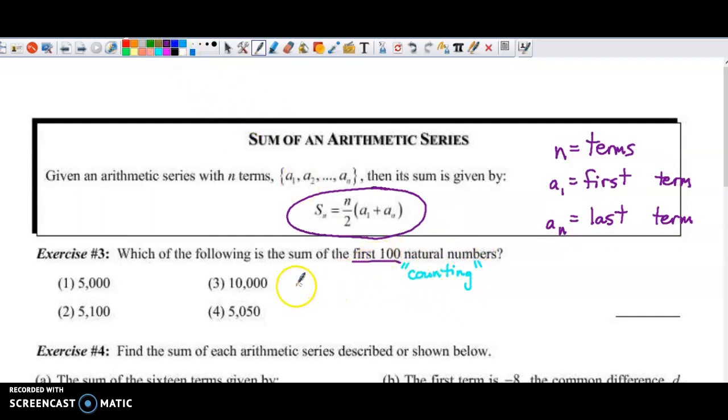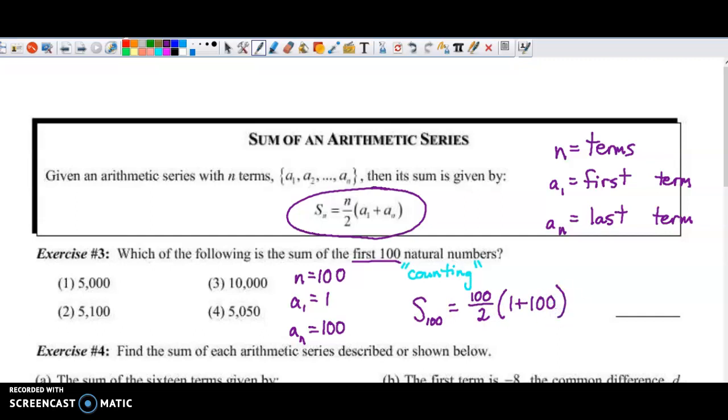So anyway, go through the checklist. Do you know that n is 100? Sure. Do you know the first natural number? Yeah, it's 1. And do you know the last natural number? Well, it would be 100. Now be careful because sometimes we do the first 100 odd natural numbers, so you have to do a little bit more thinking. But the sum of this would be 100 divided by 2, and then 1 plus 100.